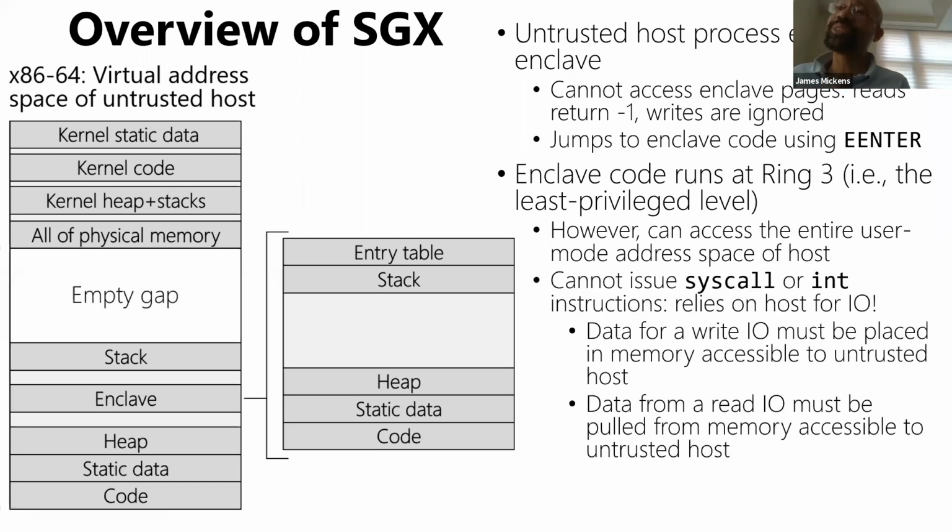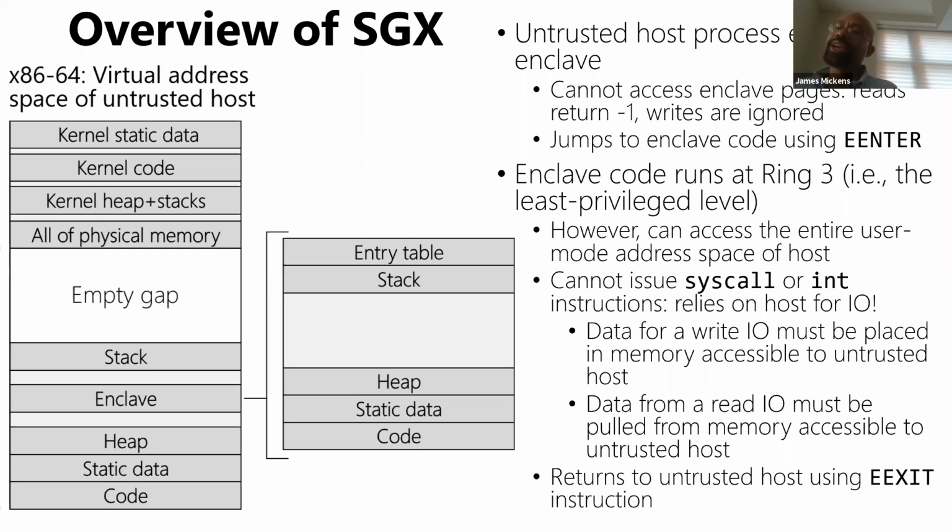This is helpful because, as it turns out, the enclave code cannot issue system call instructions like syscall or int. So that means that if the enclave code wants to issue IOs, it has to rely on that untrusted host. So for example, if the enclave wants to write data to the disk or to the network, it has to place that data somewhere in the memory that's accessible to the untrusted host, and then basically hope that the untrusted host will perform the write. Similarly, if the enclave wants to read data in, then it has to put that data request somewhere in the memory accessible to the untrusted host, and then ask the untrusted host to issue the IO, and then read that result in from the untrusted memory. And the enclave can return control of the CPU back to the untrusted host by executing this new EEXIT instruction, enclave exit instruction.